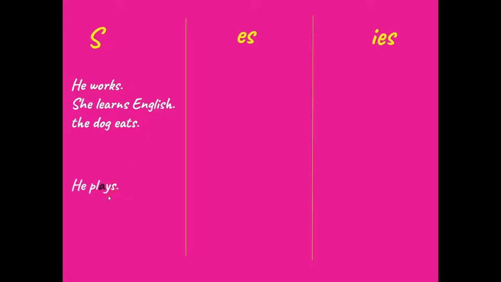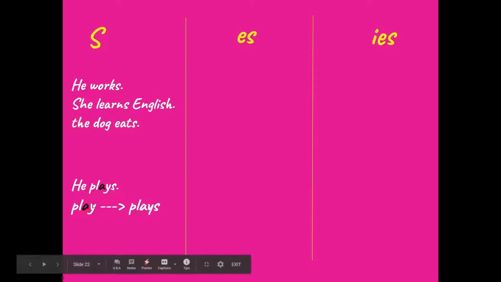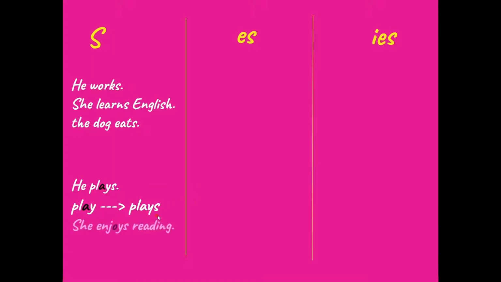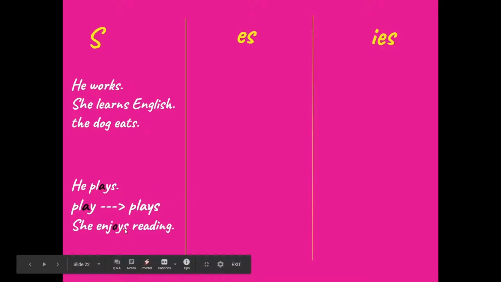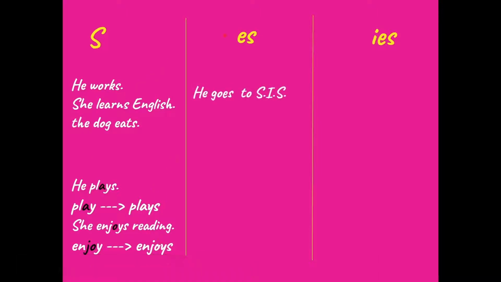If we have a verb ending in Y, and before the Y we have a vowel, it also takes S. Simple as that. Play becomes plays. Enjoys, it takes an S. Because the letter Y has an O before it. An O is a vowel, so we add S to the verb. Enjoy becomes enjoys.